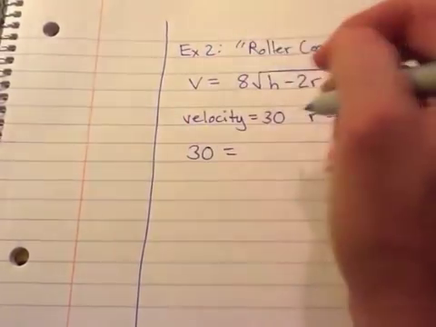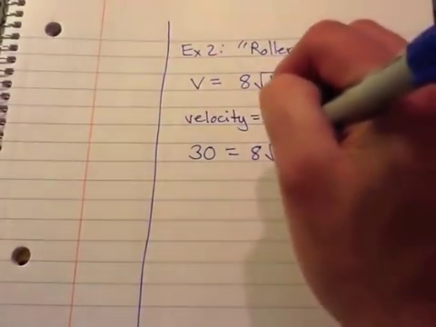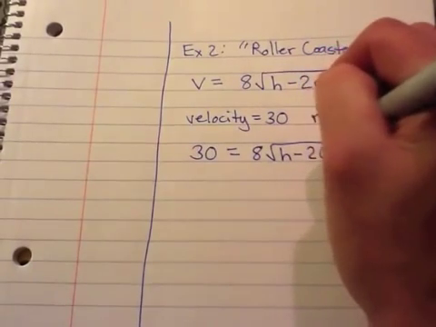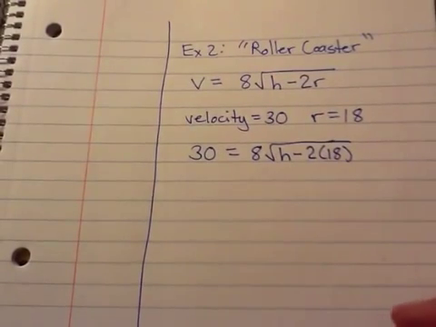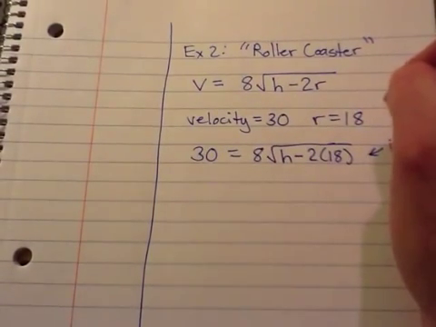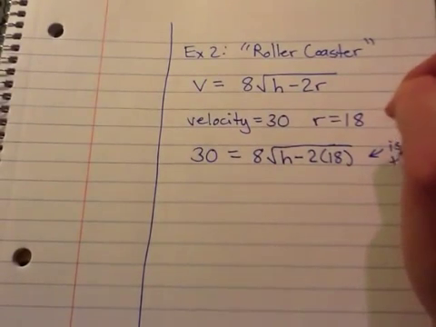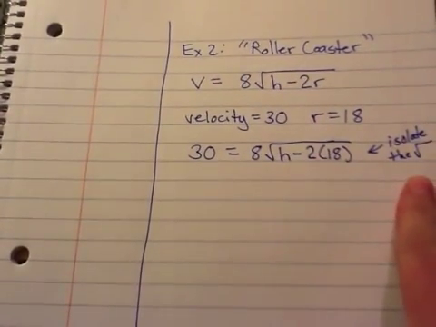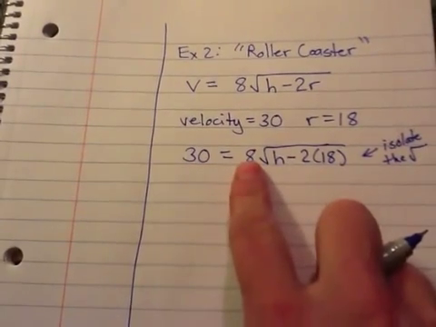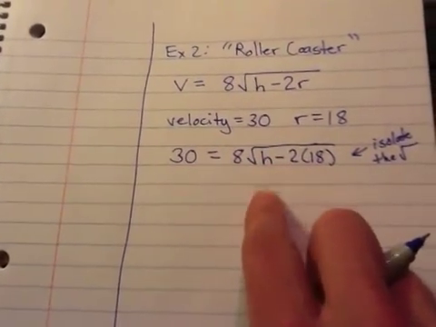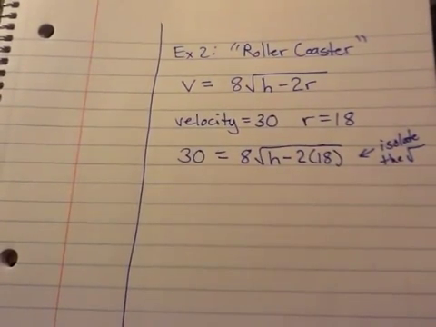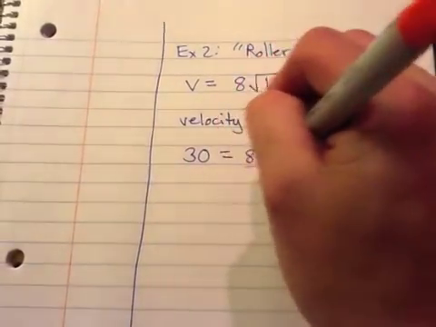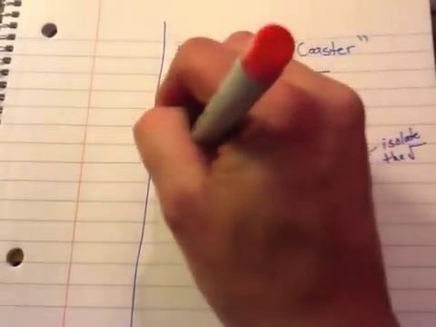So I end up with 30 equals 8 times the square root of h subtracting 2 times 18. Okay, you need to isolate the square root. And what's with that square root? You should have noticed there was an 8. 8's multiplying to the square root. So you're going to do the opposite, which is divide. So I'm going to divide by 8 here, divide by 8 here.